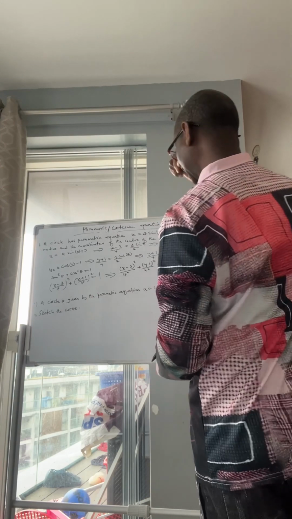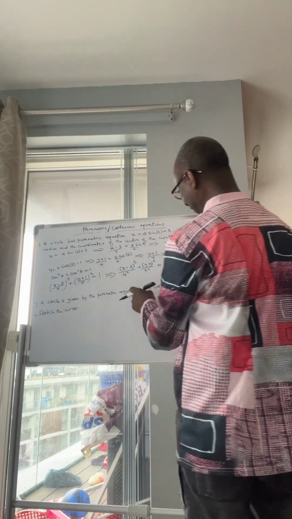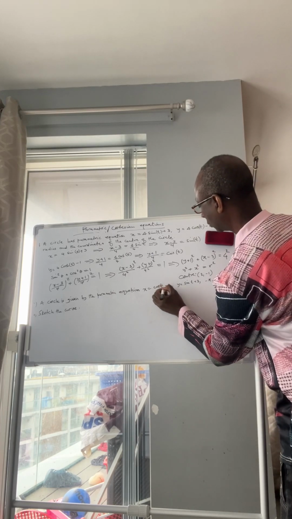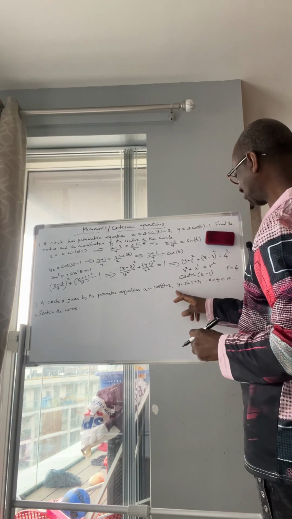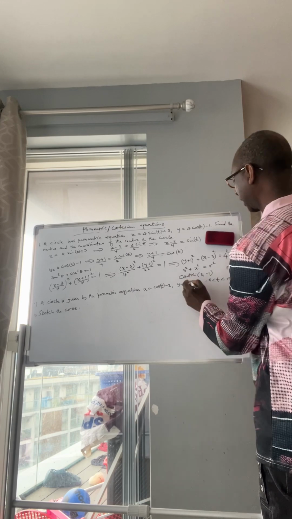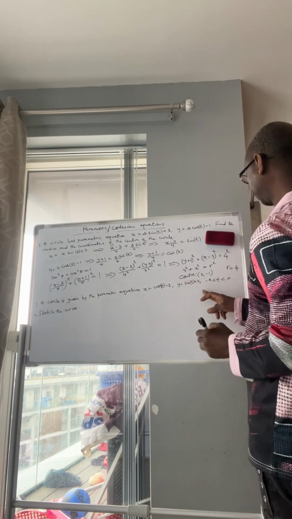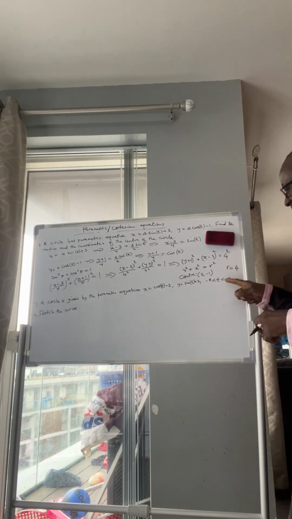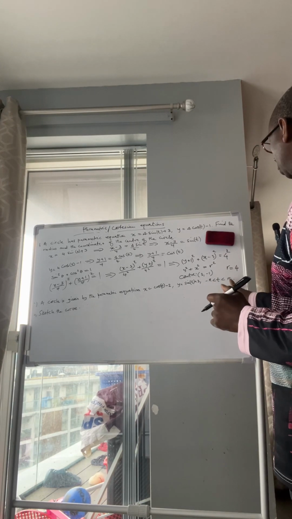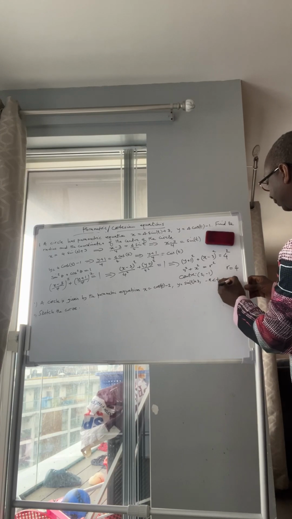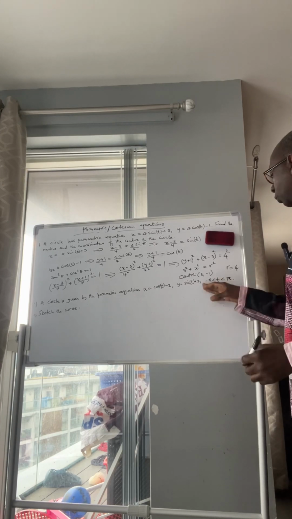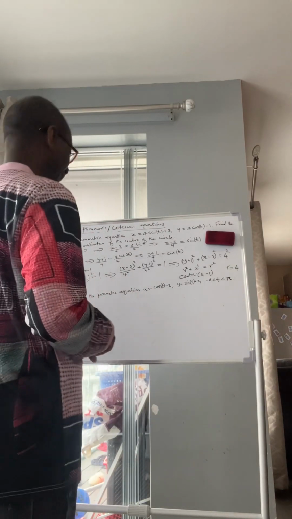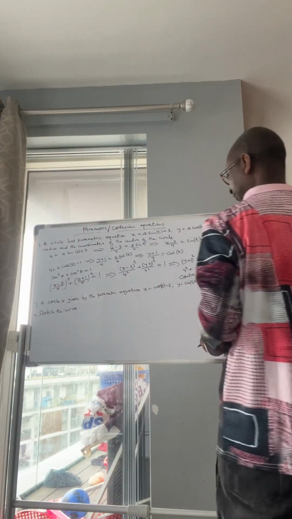The next question says, a circle is given by the parametric equation x equals the cosine of t minus 2, and y equals the sine of t plus 3. And we are given the range of t to be minus pi to plus pi, minus 180 to plus 180. Here we are just asked to sketch the curve.